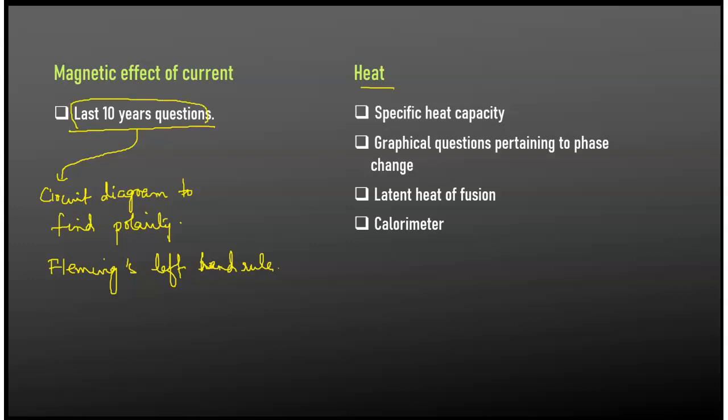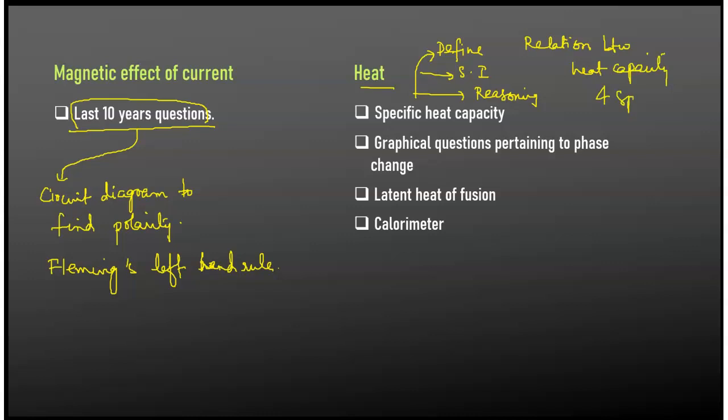Then we have heat. Under heat, you do the specific heat capacity. Now when you're doing the specific heat capacity, you also do the heat capacity. So under specific heat capacity, what all will be there? Define. Then the SI unit of specific heat capacity. Then reasoning questions on specific heat capacity. Then relation between heat capacity and specific heat capacity.